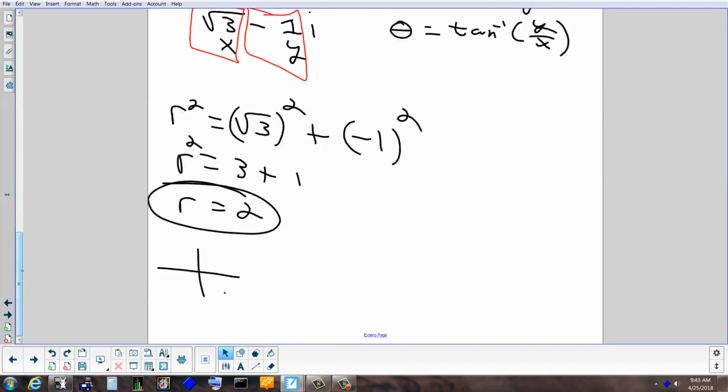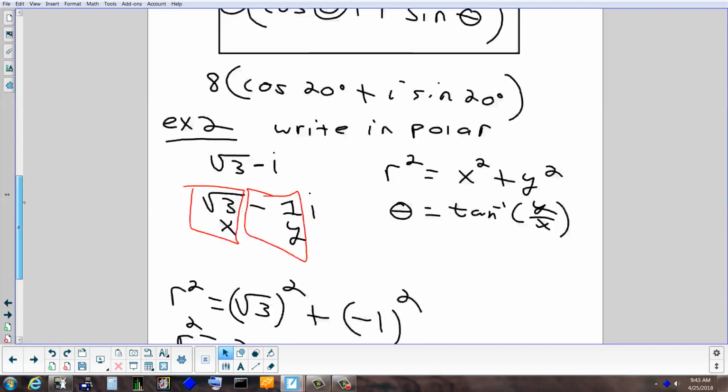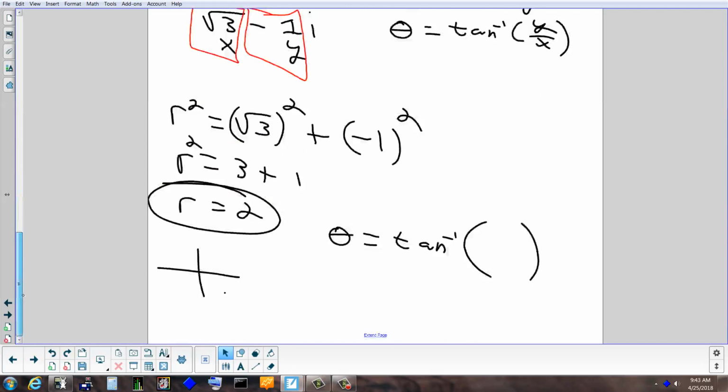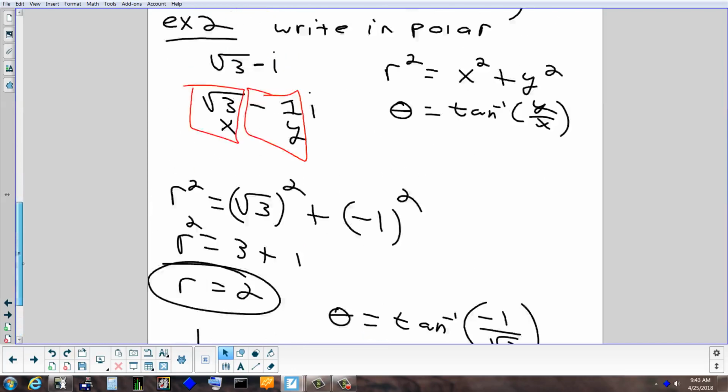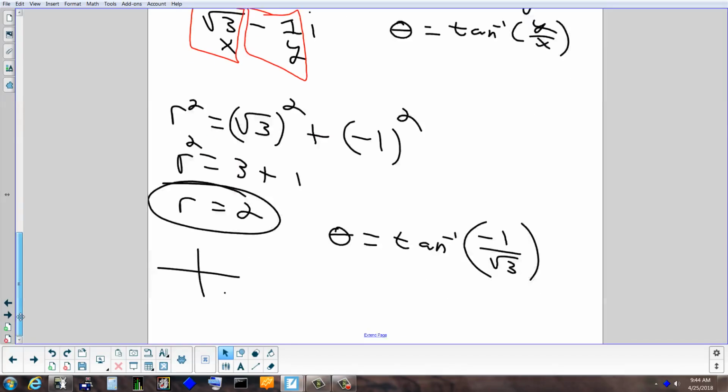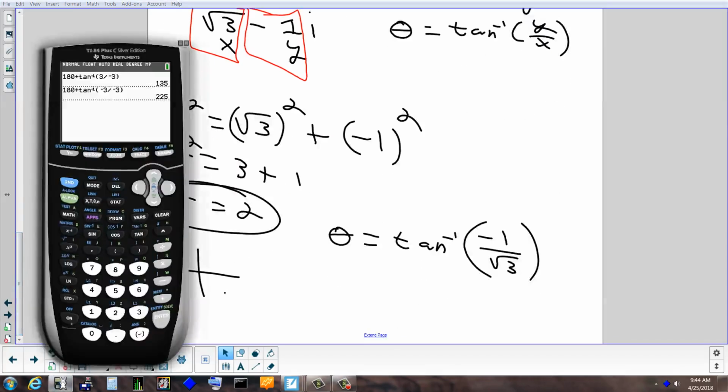So let's see what we get. So theta is inverse tangent of -1 over the square root of 3. Don't forget the negative. Okay. And if you're like, well, where does the i go? It doesn't. You don't use the i at all. It just stays right where it is. Okay, so let's see what we get. So second inverse tangent, -1 divided by square root of 3. And I get an answer of -30 degrees.